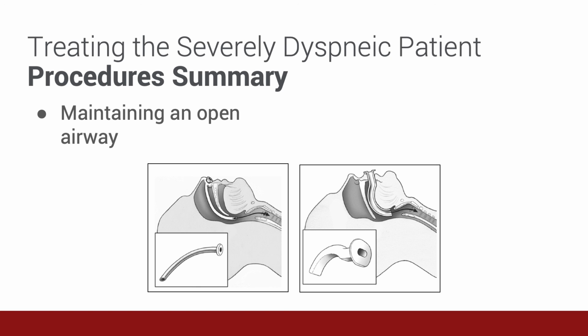Excellent. Having discussed a lot of important information, let's summarize the key points for each of these procedures. Airway adjuncts are helpful tools for maintaining an open airway in patients unable to do so on their own. A correctly sized nasopharyngeal airway reaches from the patient's nares to the earlobe, while a correctly sized oropharyngeal airway reaches from the corner of the mouth to the angle of the jaw.